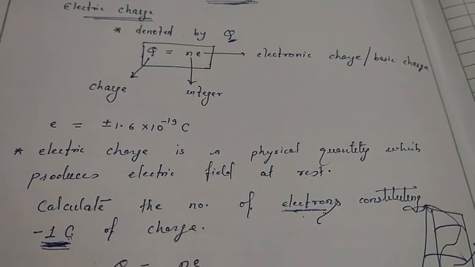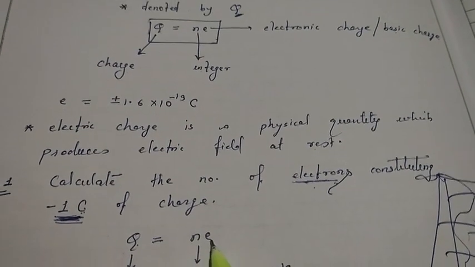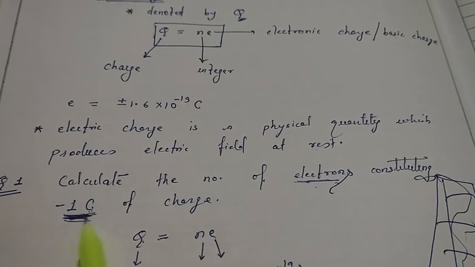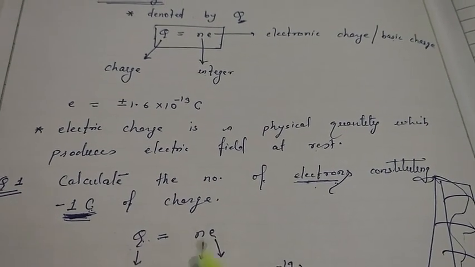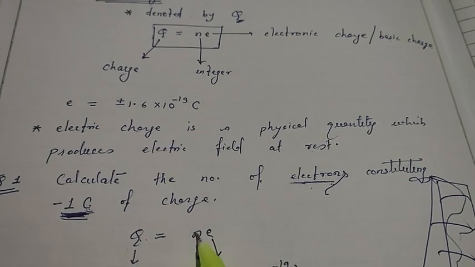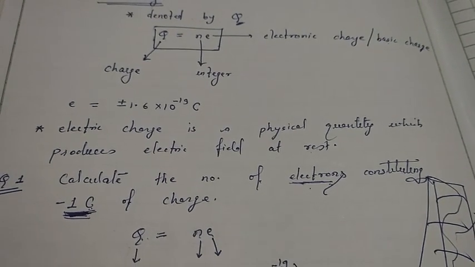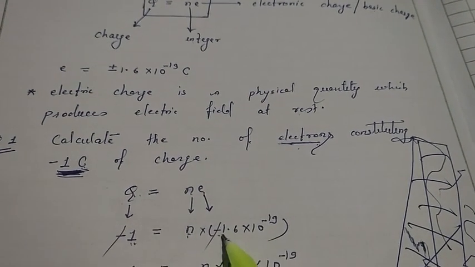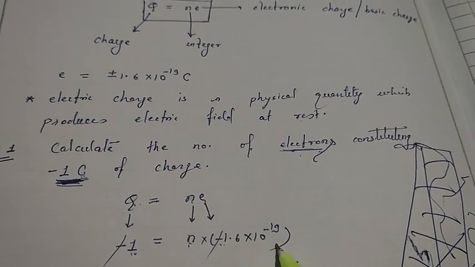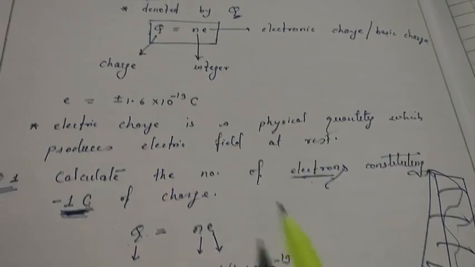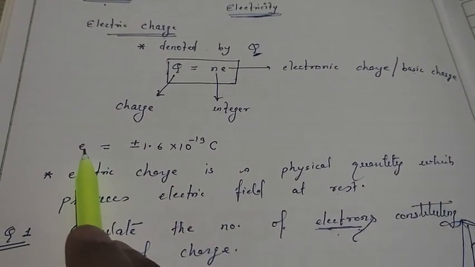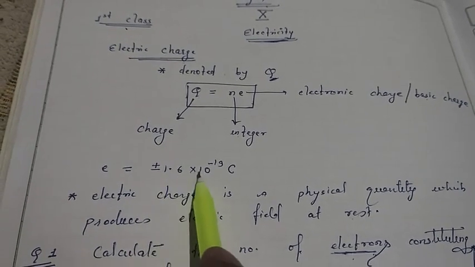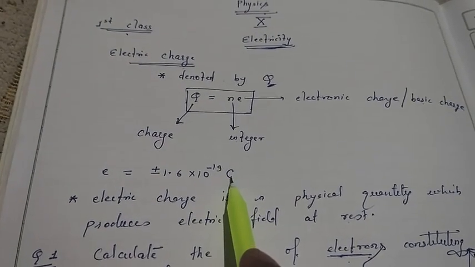So we have the formula Q = NE. The value of Q is given as -1. Here this is the value for charge, Q = -1. N is to be calculated, so we write it as it is. And the value of E should be written as -1.6 x 10^-19. As I have told you, the value for one electron, that is E, is equal to -1.6 x 10^-19 coulomb.